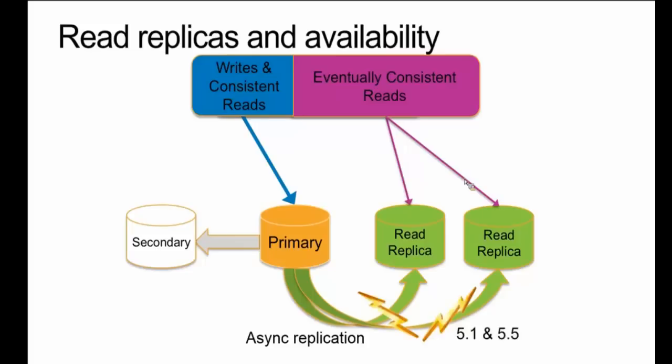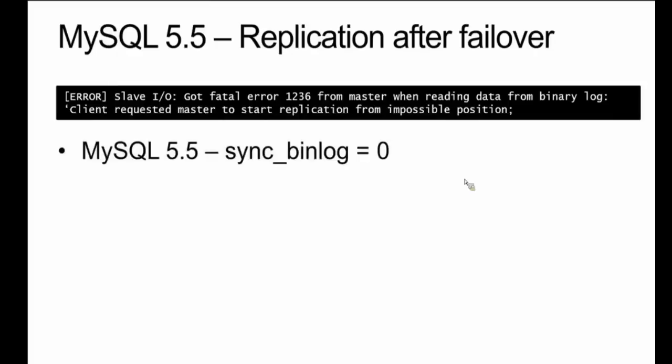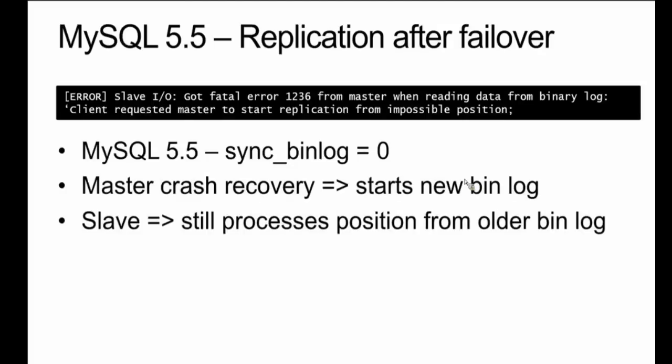Now, if the read replicas were to go down in 5.1 and 5.5, it's possible that the slave and the master can get out of sync, and this is something that you may have run into before, where the master starts a new bin log, and the slave doesn't know about it. The typical setting for MySQL 5.5 and before is to have sync_binlog set to 0. So when the master crash recovery completes, it starts a new bin log, but the slave doesn't know about that. It still thinks it's looking for the position from the older bin log. So you get this divergence between the master and slave, and sometimes it's easy to fix, and sometimes it's necessary to restart and rebuild the replica.